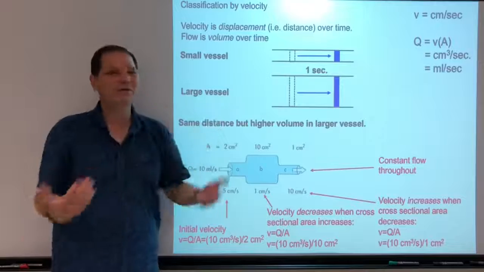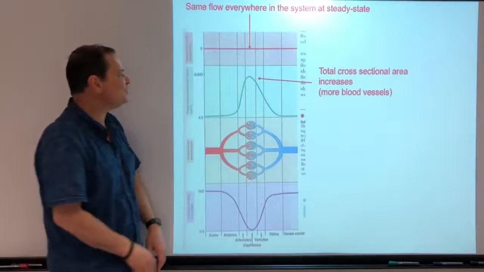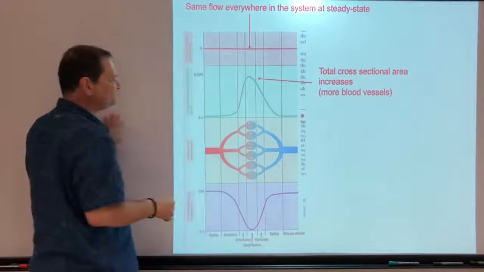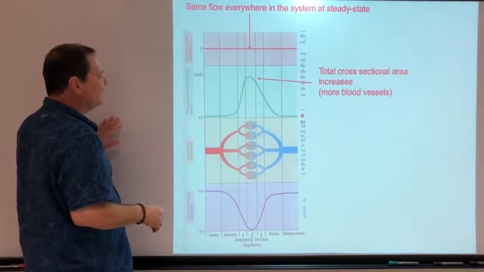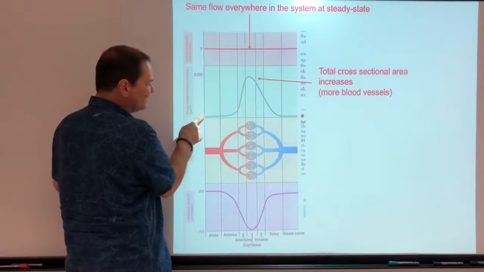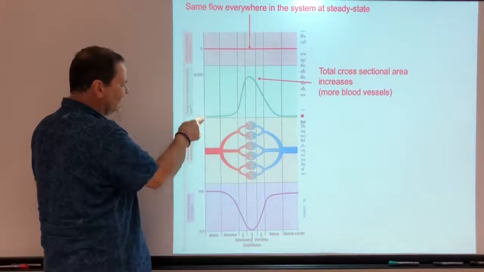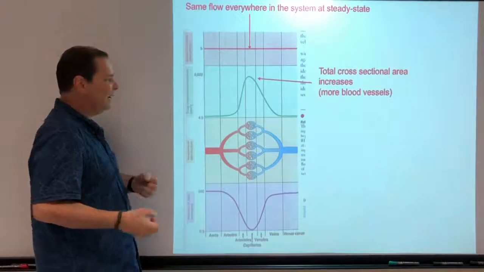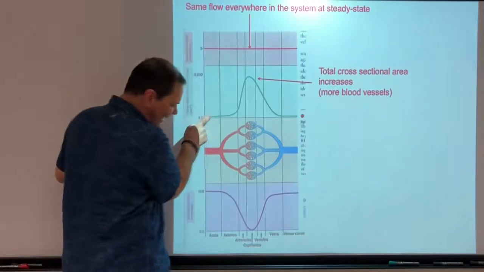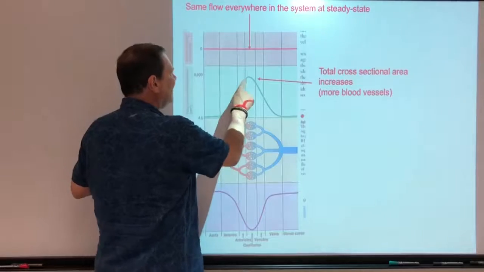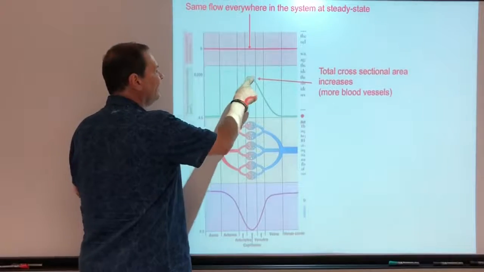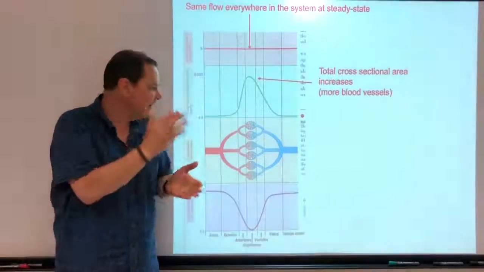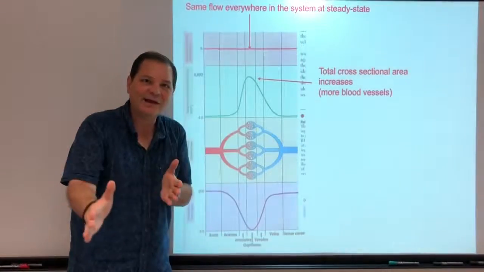Okay, so what does this mean to the cardiovascular system? Here's your cardiovascular system. Blood flow is the same everywhere, 5 liters per minute. Notice the total cross-sectional area here starts relatively low because you're in your aorta. It's one vessel. It's a big vessel, but nevertheless it's only one. And now, as we go to our arterioles, look what happens to our total cross-sectional area. It goes up because now we're adding a whole bunch of arterioles and a whole bunch of capillaries together.